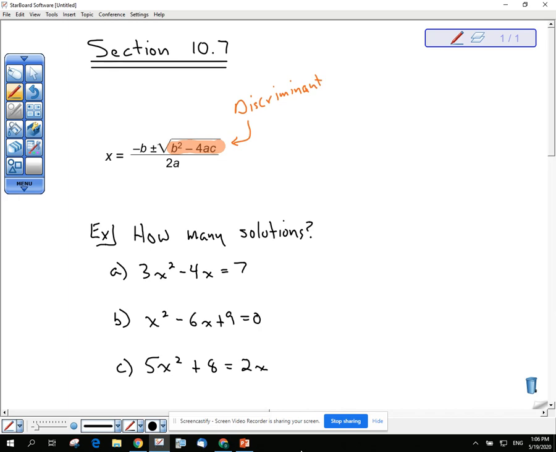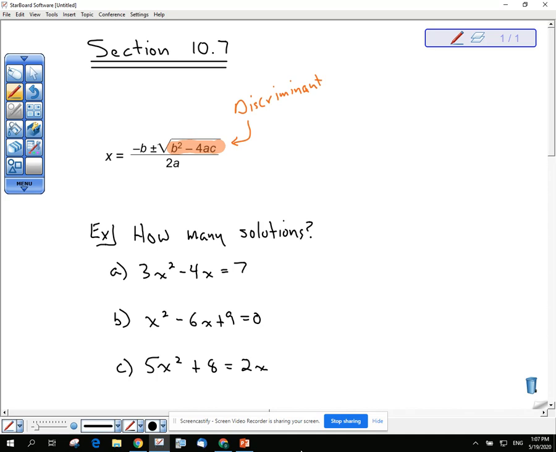Algebra 1, section 10.7, continuing with the quadratic formula and a specific portion of the quadratic formula called the discriminant. Basically, the discriminant is the number that you can calculate that is underneath the radical. Important distinction: it is not the square root of b squared minus 4ac. It is only b squared minus 4ac. Don't take the square root.